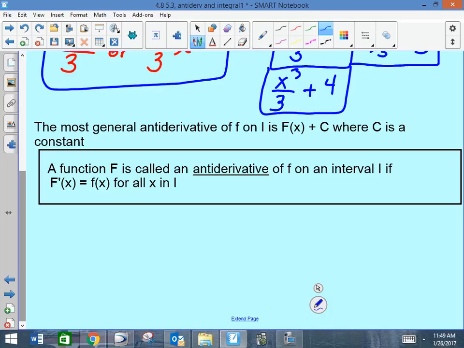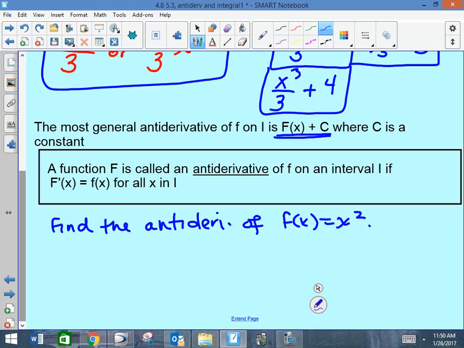All right. The most general antiderivative of little f on the interval is F of x plus c, where c is a constant. Okay? So when they would say find the antiderivative of f of x equals x squared, you would write the most general, which would be x cubed over 3 plus c. Okay, so you just put that c out there. That means any constant we can put in there. So when they say the, what's implied is the most general.